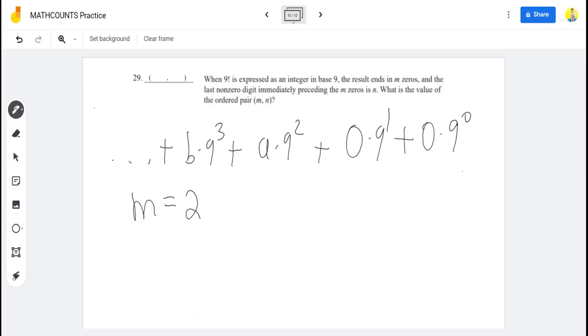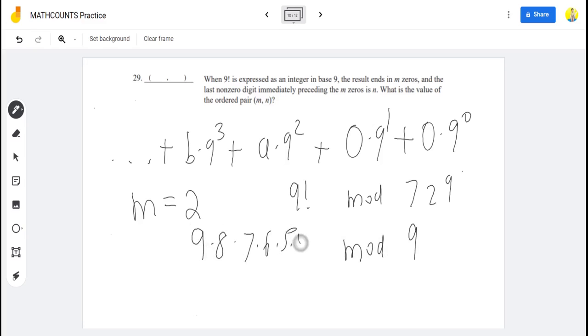To find out what a is, we basically take it mod 9 cubed, which is 729. We take 9 factorial mod 729. But 9 factorial is already divisible by 81, so we take out the 81. So mod 9, and we take out the 81, so it's 9 times 8 times 7 times 6 times 5 times 4 times 3 times 2. So take out the 9, the 6 becomes a 2, and take out the 3.